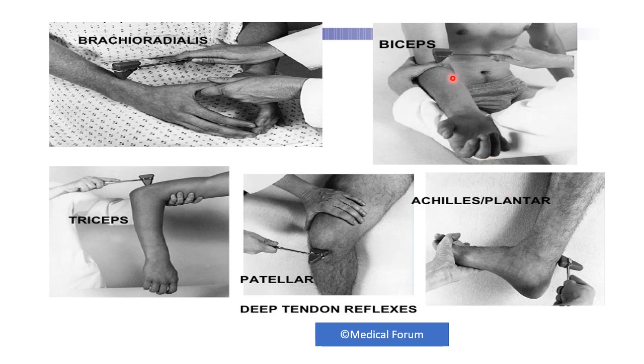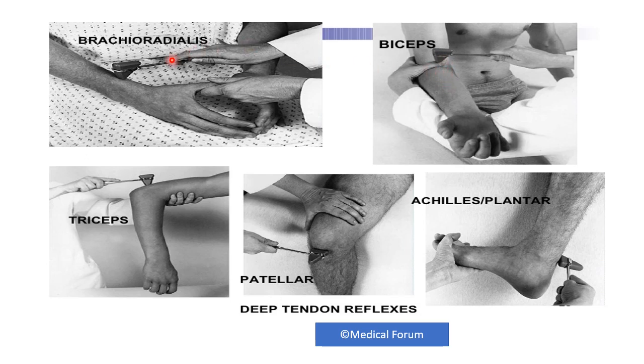Then the biceps jerk. In the biceps jerk, the hand is again being supported by the examiner's arm, and here the biceps tendon is very delicate, so it is not directly struck, but it is struck by the examiner's thumb, and then the response will be in the form of flexion.